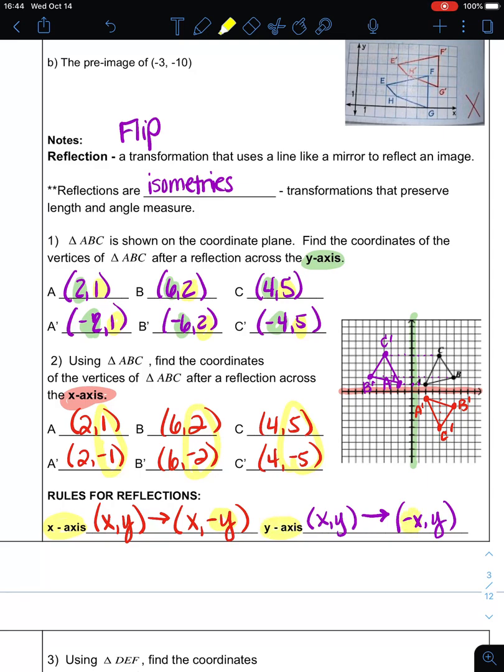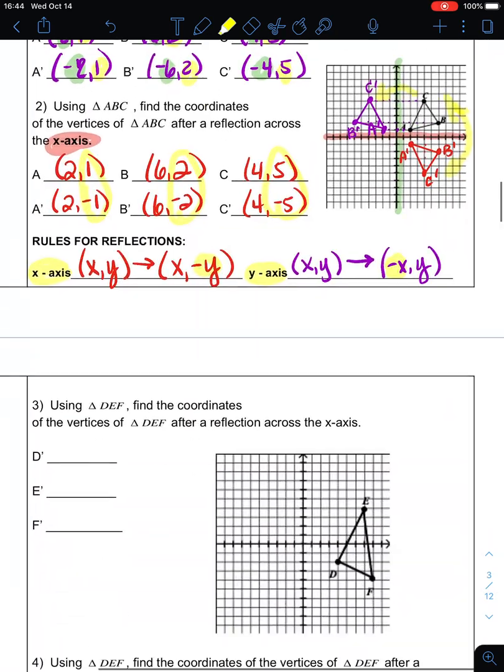You can remember that by thinking about flipping your hand over vertically or horizontally. If you're flipping your hand across the y-axis, you move your hand horizontally. If you're flipping across the x-axis, you would flip your hand vertically so that it changes like that.